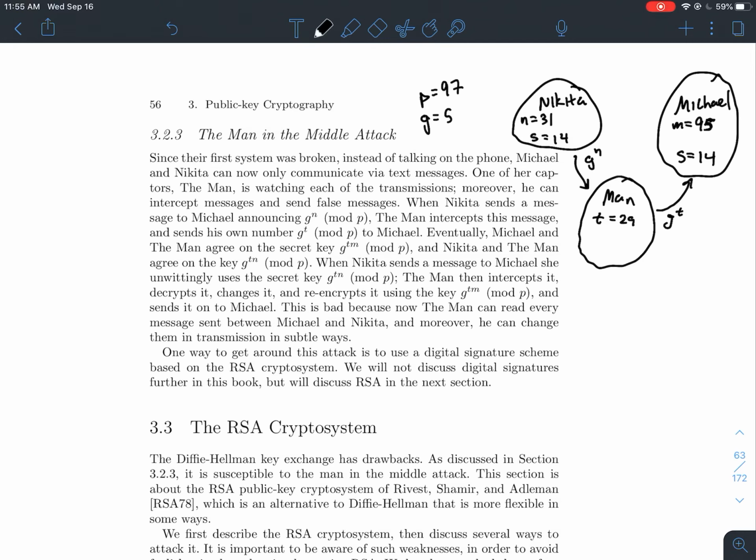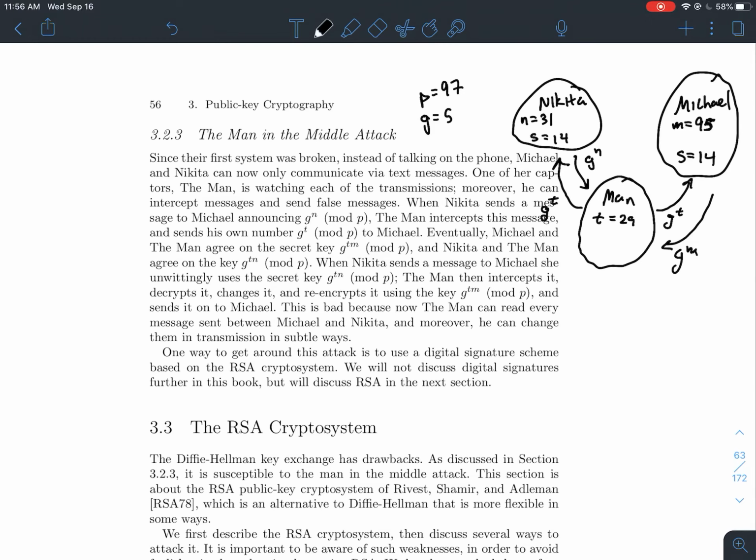Then what's going to happen? Michael thinks he's going to send G to the M back this way, thinking it's going to Nikita, but it's actually going to the man. So that now the man and Michael have a secret key. Michael thinks that he's talking to Nikita, but the whole time he's actually talking to the man. So now Michael and the man have a shared secret key that uses the exponents T and M. Similarly, Nikita thinks she's talking to Michael the whole time, but actually the man's going to send her back G to the T as well. And so now they have their own secret key.